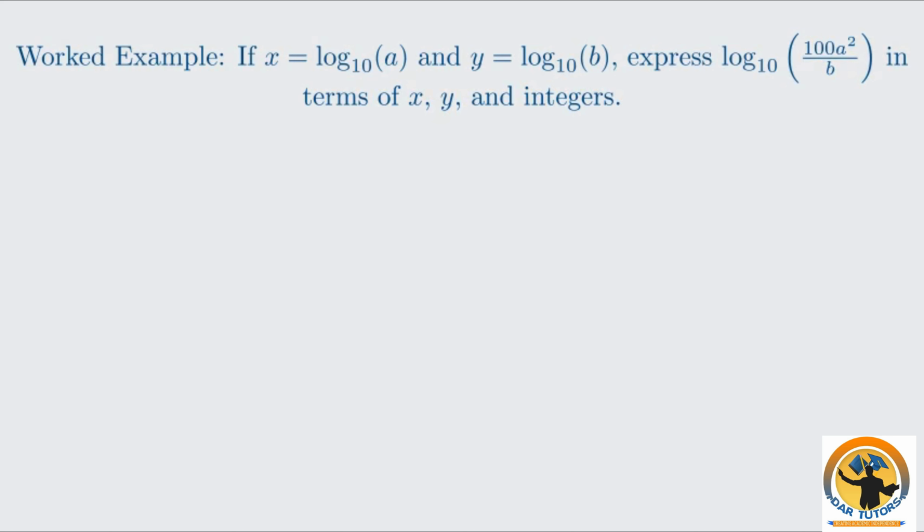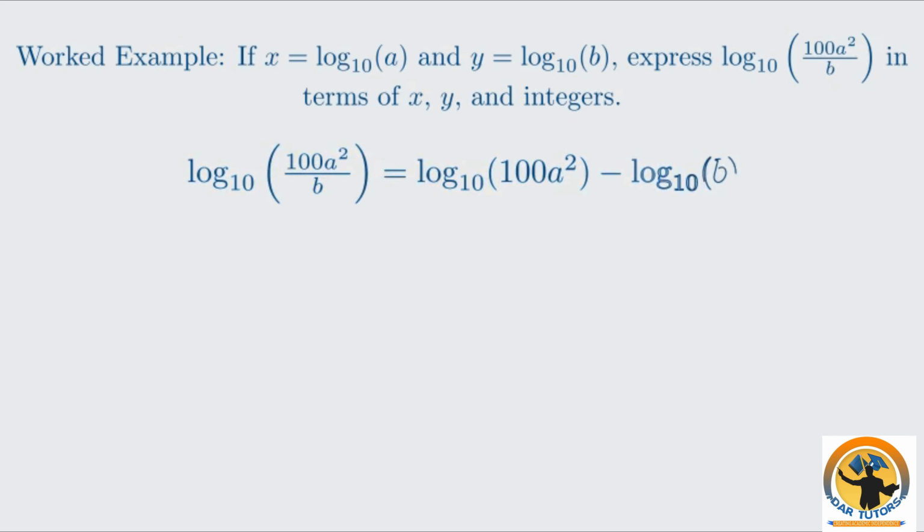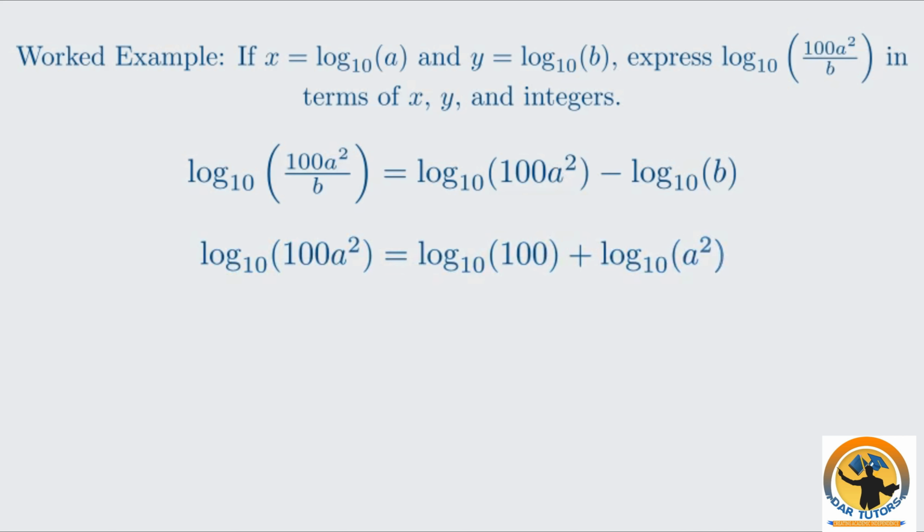First, we see a division, so we can use the quotient rule. The quotient rule tells us that the logarithm of a quotient is the difference of the logarithms. So we can write this as log base 10 of 100a squared minus log base 10 of b. Now let's look at the first term, log base 10 of 100a squared. This is a product, so we can use the product rule. The product rule says the logarithm of a product is the sum of the logarithms. So this becomes log base 10 of 100 plus log base 10 of a squared.